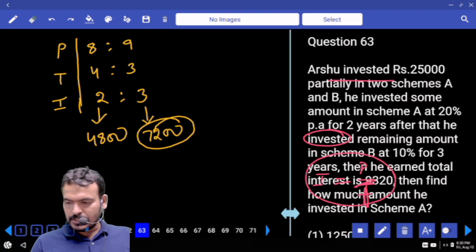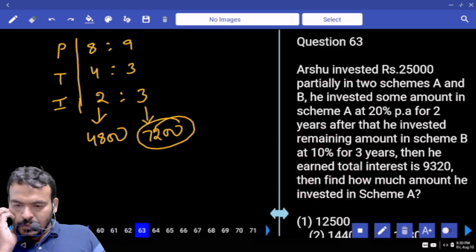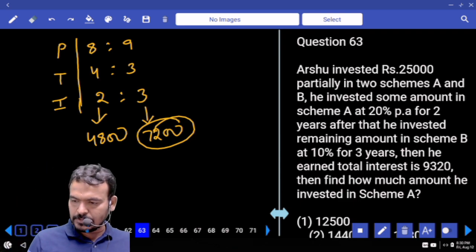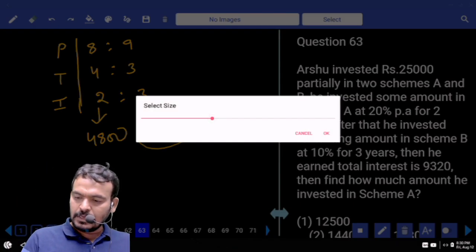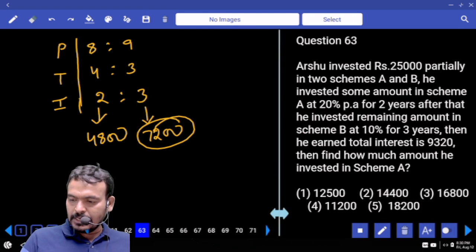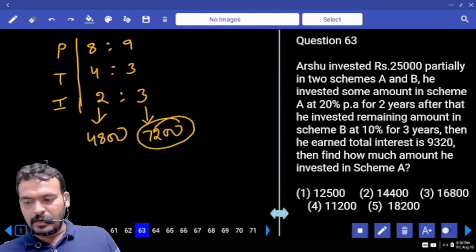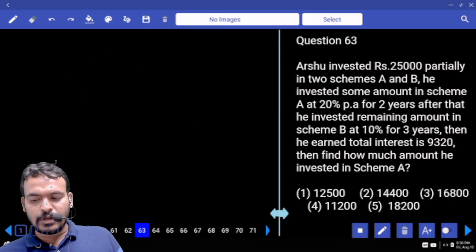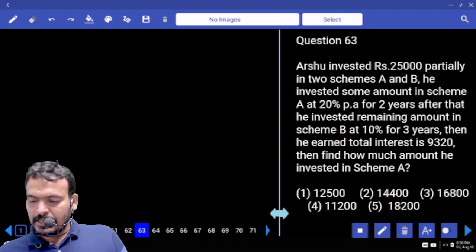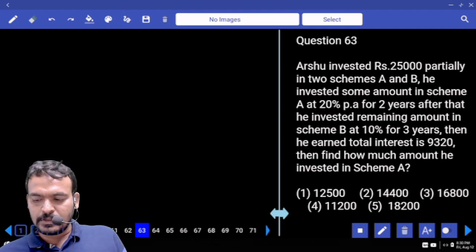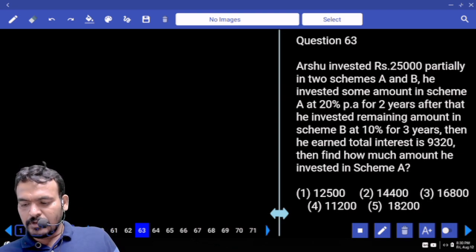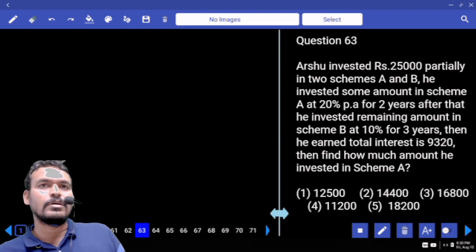Next, question number 63. Arshu invested 25,000 partially in two schemes A and B. He invested some amount in scheme A at 20% per annum for 2 years. After that, he invested the remaining amount in scheme B at 10% for 3 years. He earned a total interest of 9,320 rupees. Find how much amount he invested in scheme A.